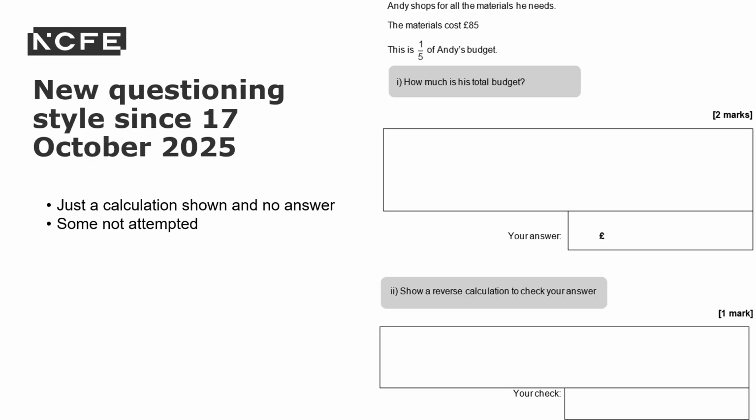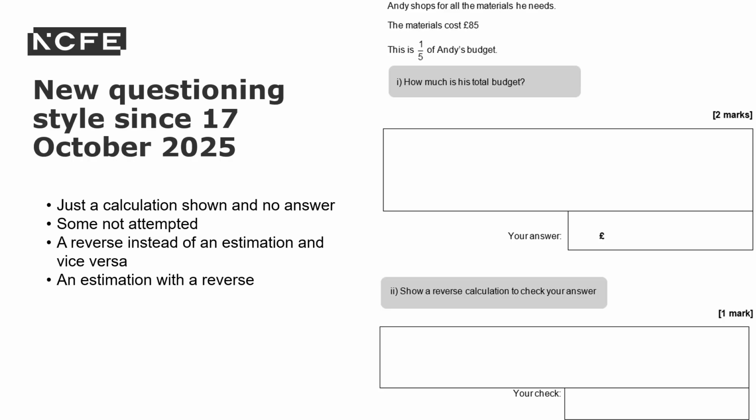Some of the check questions were not attempted at all. Now, obviously, if you don't attempt a question, you cannot possibly get a mark. Some learners used a reverse when an estimation was asked for, or an estimation when a reverse was asked for, so they didn't get a mark.